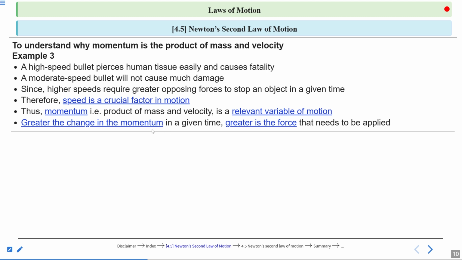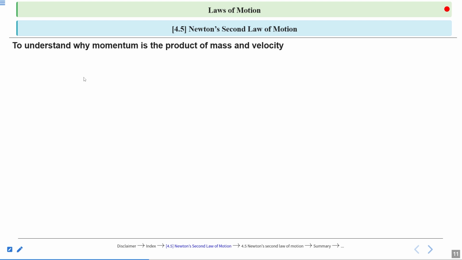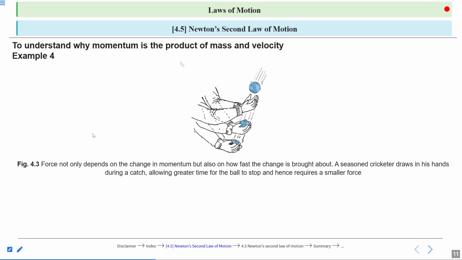So, Example 4. Look at here. Force not only depends on the change in momentum, but also on how fast the change is brought about. A seasoned cricketer draws in his hands during a catch, allowing greater time for the ball to stop, and hence requires a small force. This is an important concept.